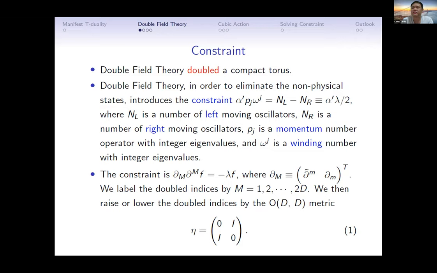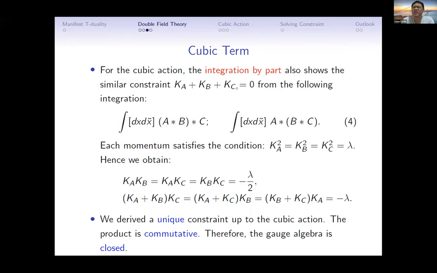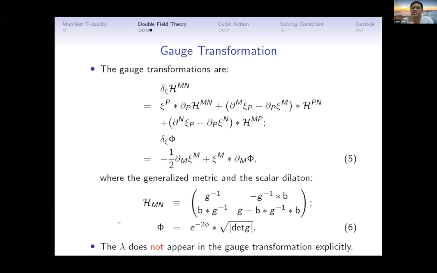For the cubic term, we can also use a similar way to get the similar constraint by integration by parts of these two integrations, and each constraint also satisfies this condition. Then we get these constraints and also these two commutative products. This constraint is very interesting because it is unique, at least up to the cubic action, and because the product is commutative, the gauge algebra is closed. The gauge transformation is here. Lambda does not appear in the gauge transformation explicitly, hence the gauge transformation remains the same form, and many results can be applied here.